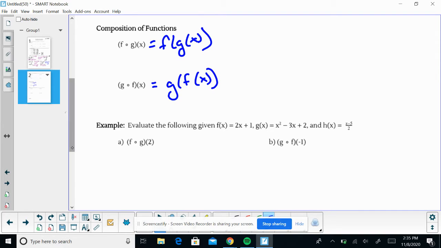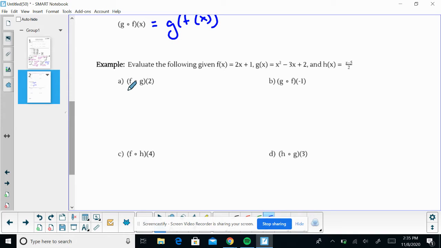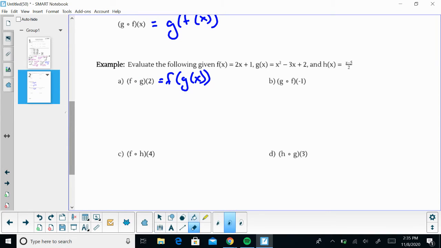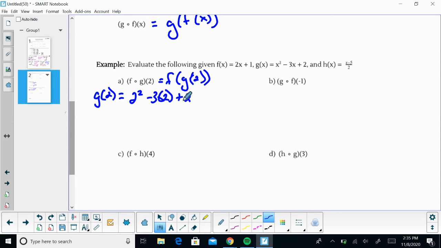All right? So if I'm looking at f of g of x, this is the same thing as f composite g. That's what this circle means. So I'm going to put 2 in for x into my g first. So g of 2 is going to be 2 squared minus 3 times 2 plus 2.